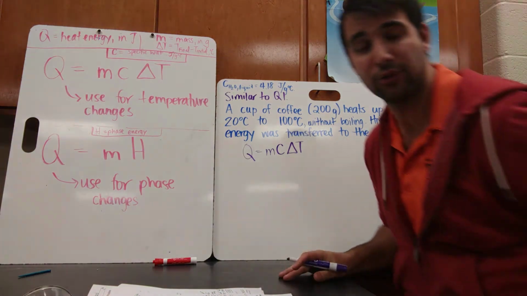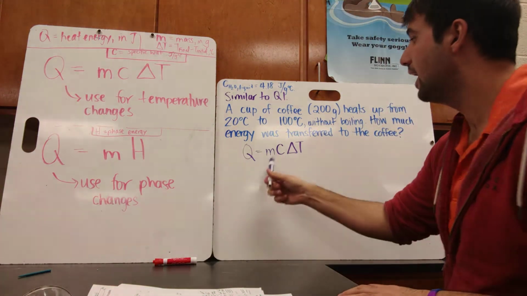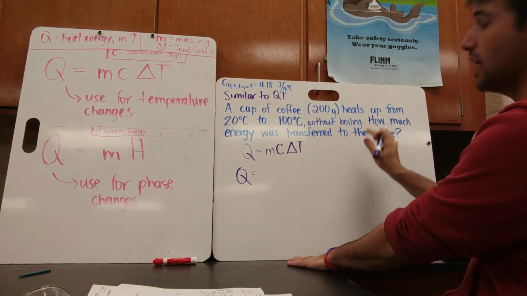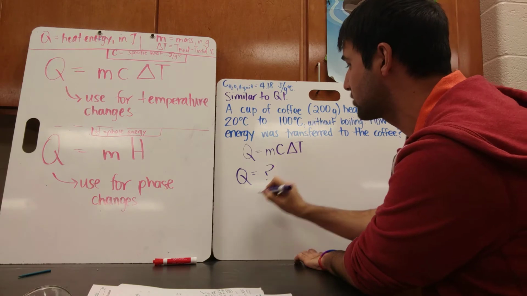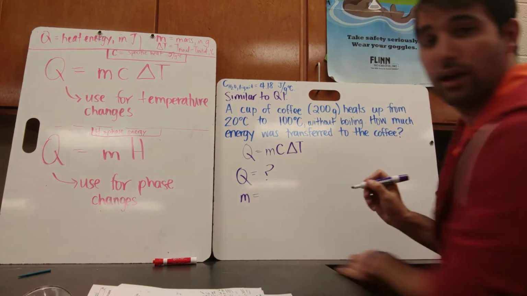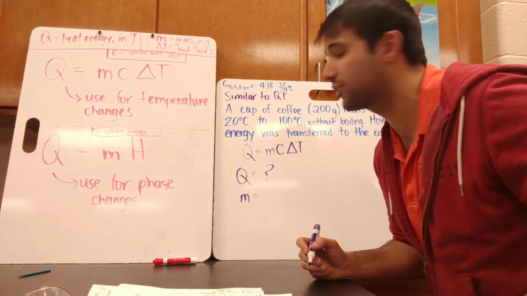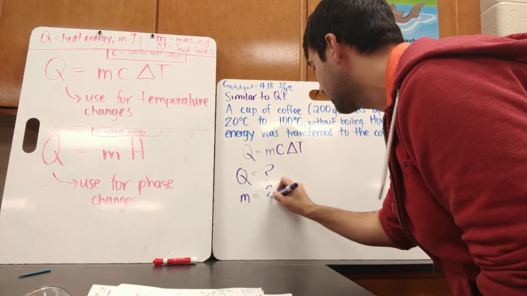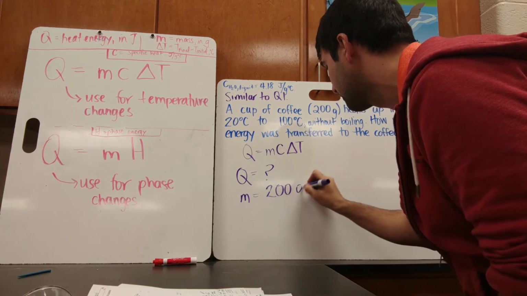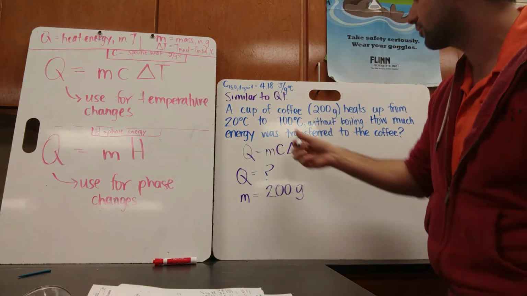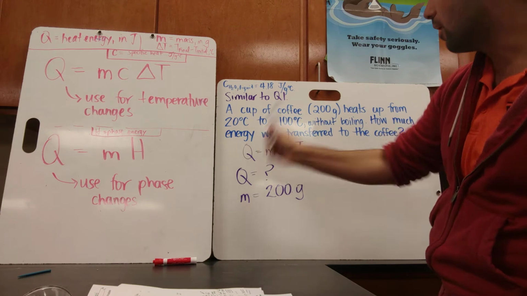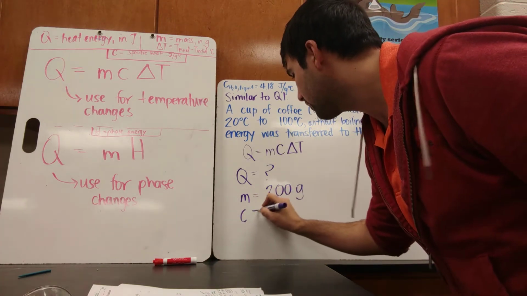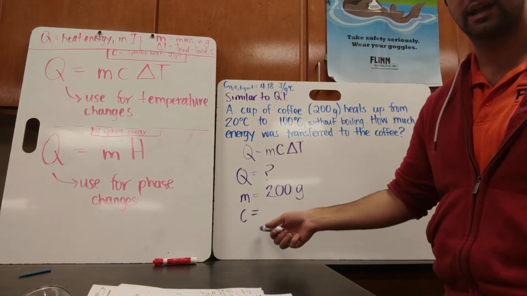Okay? So now let's identify our variables. So Q I'm looking for because it says how much energy was transferred. So Q is the question mark. M is my mass in grams. So let's see if this question gave me my mass. A cup of coffee, 200 grams. So I'm going to write down 200 grams. That's my mass in grams. Heats up from 20 degrees Celsius to 100 degrees Celsius. My other thing is it's a cup of coffee, and it's C.